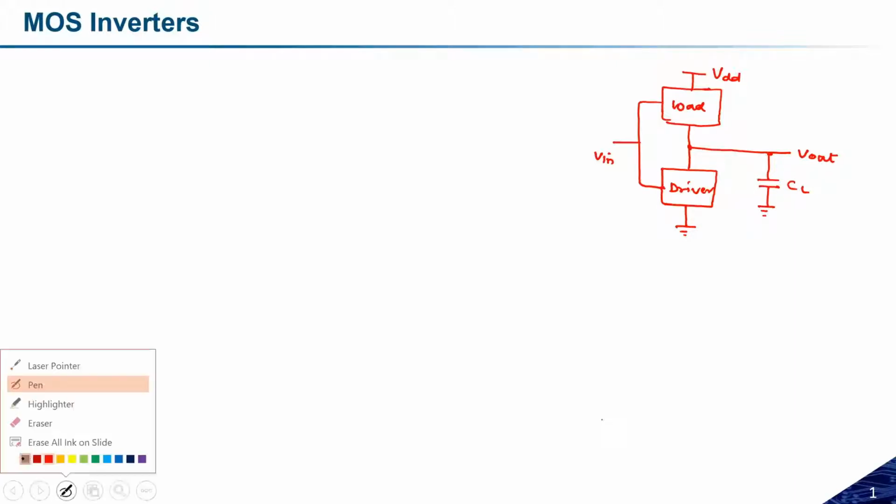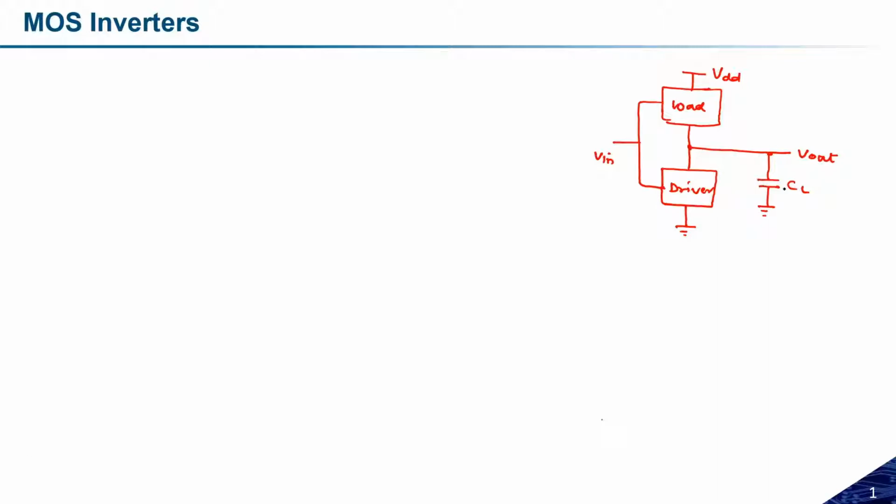Based on the charging and discharging, we generally consider the logic as high or low. Suppose initially the load capacitance is at logic zero. Let us assume Vout is initially at logic zero, and I want to make this CL equal to VDD. What do I need to do? I need to simply charge this load capacitance. To charge it, we simply activate this load block. If the load block is activated, it gets a path to charge, and this VDD will be transferred to this CL and it will be charged. So this zero can be transferred to VDD.